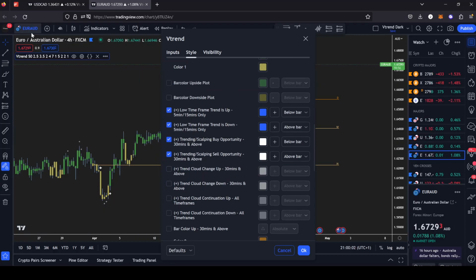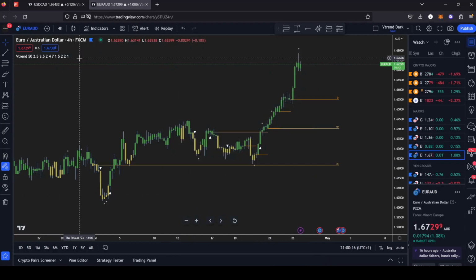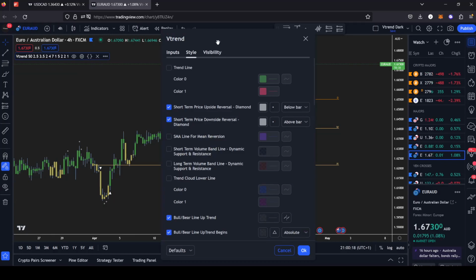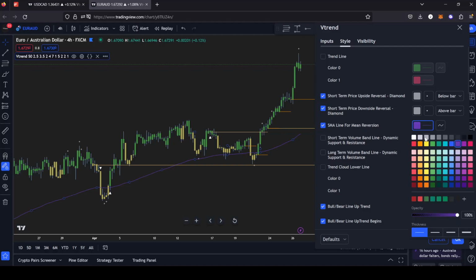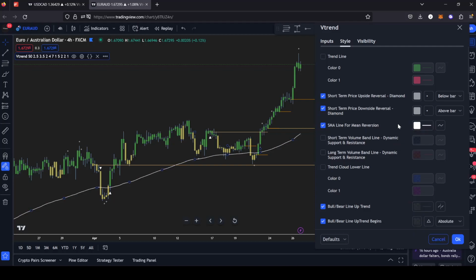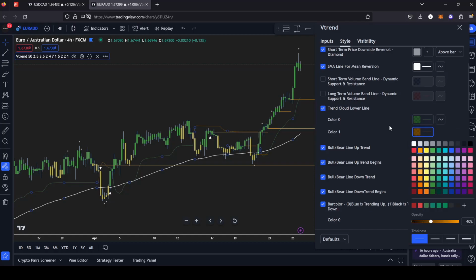So we're going to do that on the Euro Aussie dollar on the 4 hour. So let's just change these. So by drag that, triangle down, that'll do. And what I want as well, let's turn the SMA on. Trend cloud lower line. Let's just quickly sort that out.